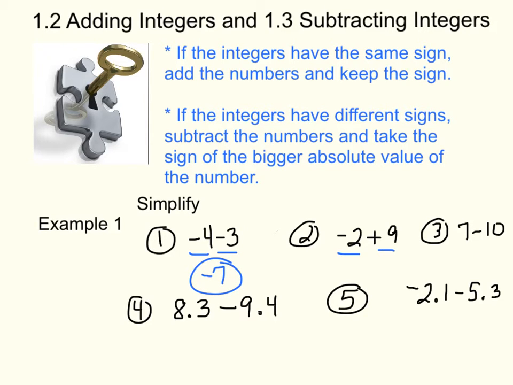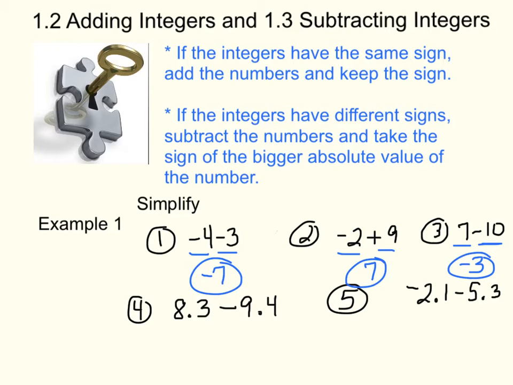-2 plus 9. Those are different signs. -2 and 9, that's positive. So I subtract them. So I take 9 minus 2 and get 7. Since 9 is bigger, it's a positive 7. 7 minus 10. 7 is positive, 10 is negative. I have different signs. I subtract them. 10 minus 7. Well, 10 minus 7 is 3. But do you have more positives or negatives? We have more negatives. So therefore, this is -3.